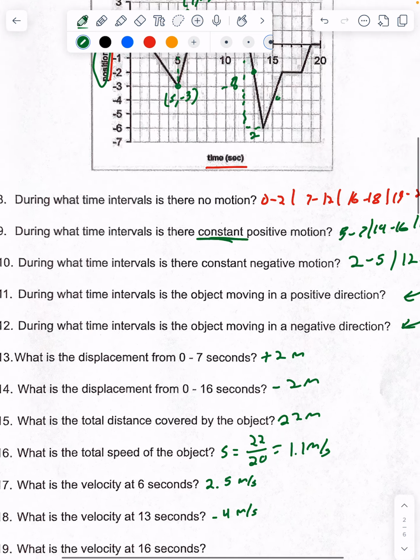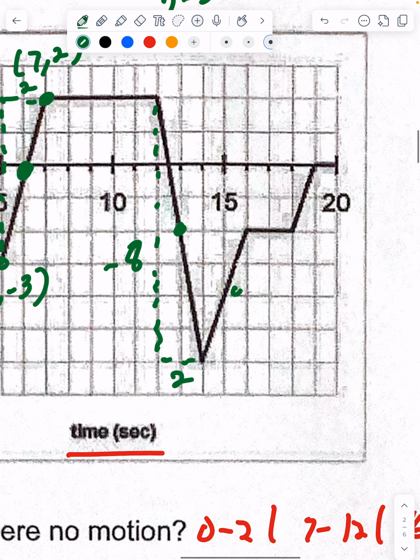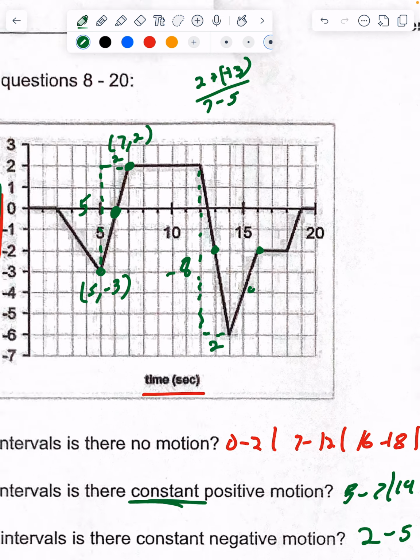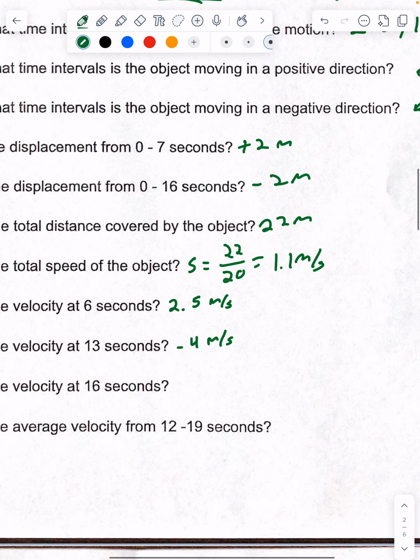What is the velocity at 16 seconds? So at 16 seconds, we are right here. That is a flat line, so that means you have a velocity of 0. Okay, so that's 0 meters per second.